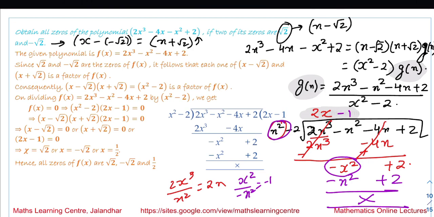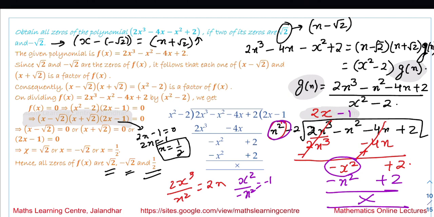So this polynomial becomes x minus root 2 into x plus root 2 into 2x minus 1, and for the root corresponding to 2x minus 1, if we equate it to 0, 2x is equal to 1. So we get x is equal to 1 by 2. So the 3 zeros of this polynomial are root 2, minus root 2 and 1 by 2.